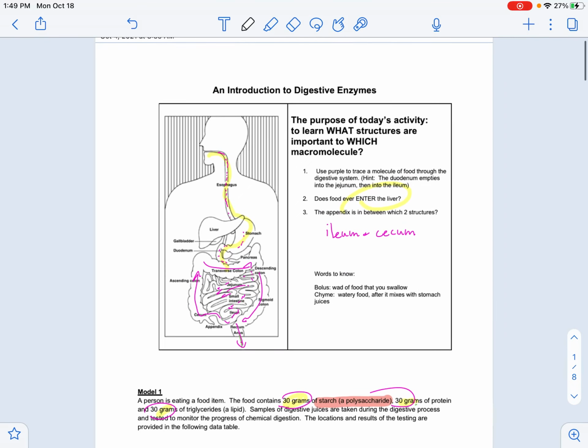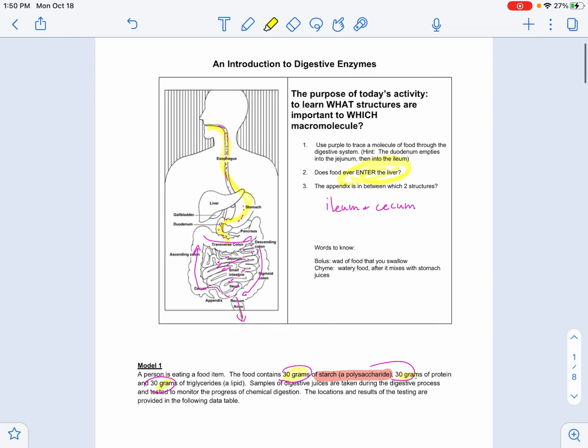So this is the activity that's a group activity, an introduction to digestive enzymes. A couple of things that I need you to take a look at. It says trace the molecule of food. We're going to go down and through. And then my question is, does it ever enter the liver? Well, no, the liver is called an accessory organ. So food doesn't enter the liver, but what it does is it produces enzymes to help you digest food.